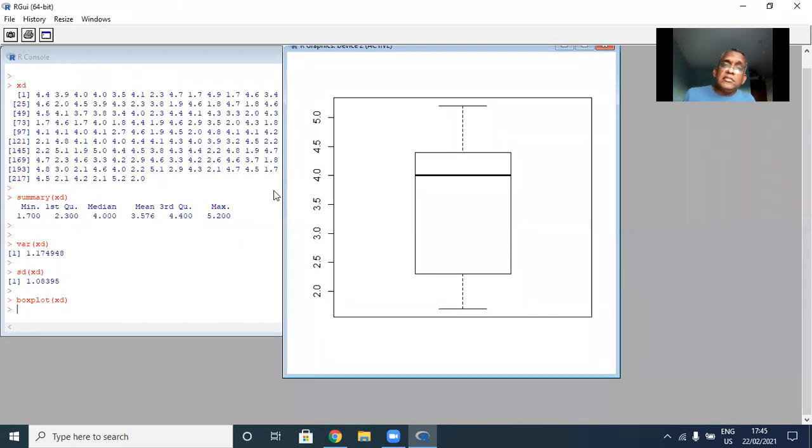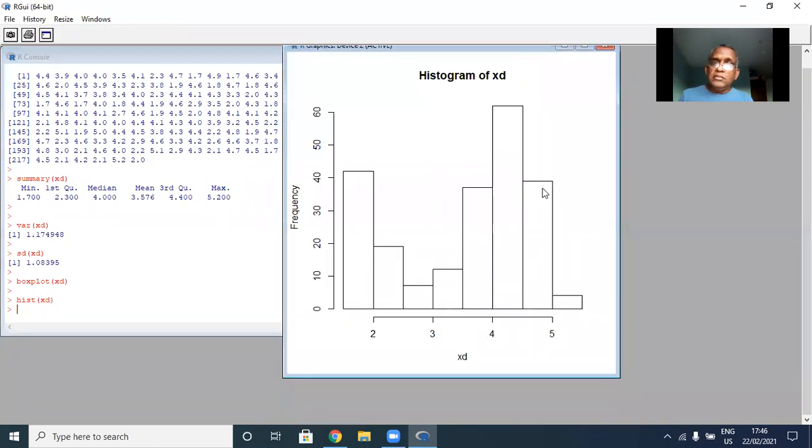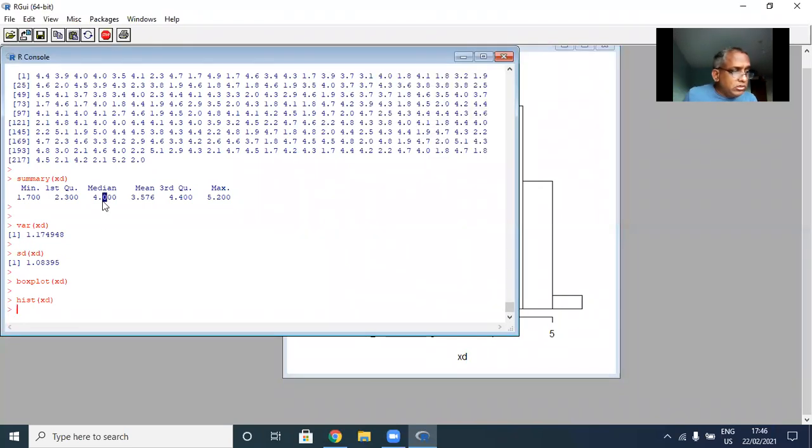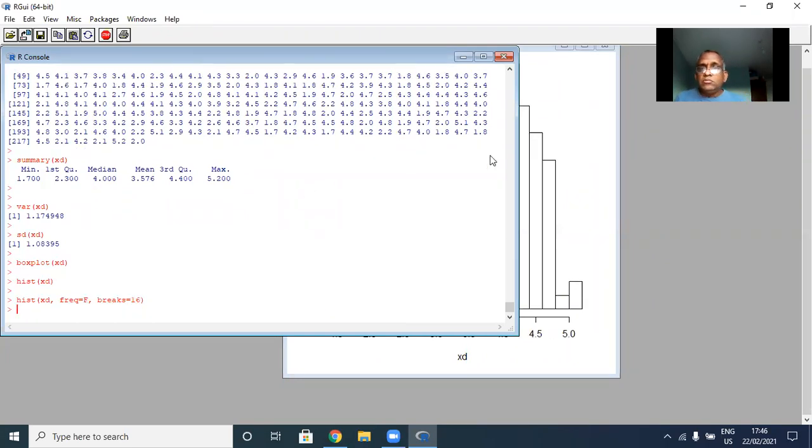All right, now in this case, it's useful to do a histogram also. So let's do a histogram of the data. A histogram of XD will produce something like this. So here I'm using the frequency scale. Now, if you want, you can use the density scale. So with frequency equal to false, let's say breaks equal to 16. And this is what you will get.